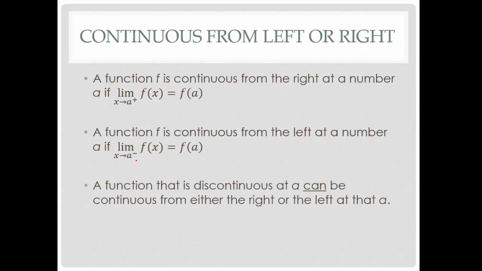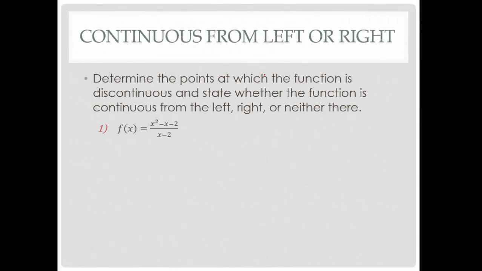A function that's discontinuous at a can be continuous from either the left or from the right. That doesn't mean it has to be. It can also be neither continuous from the left nor the right. So let's take a look at some examples of what that looks like.